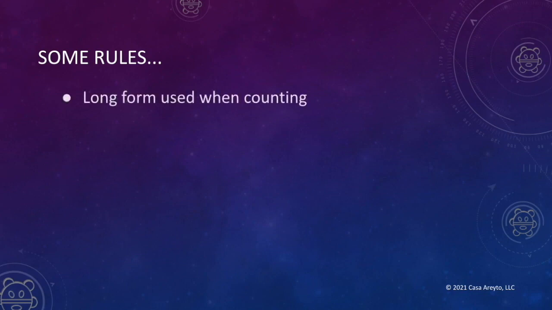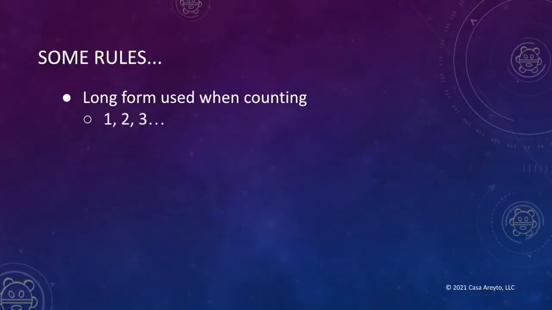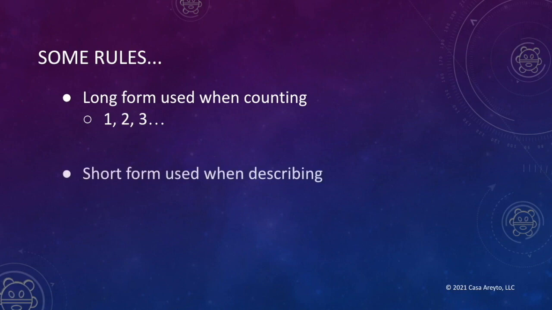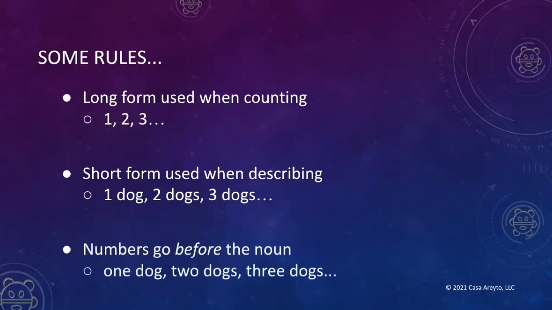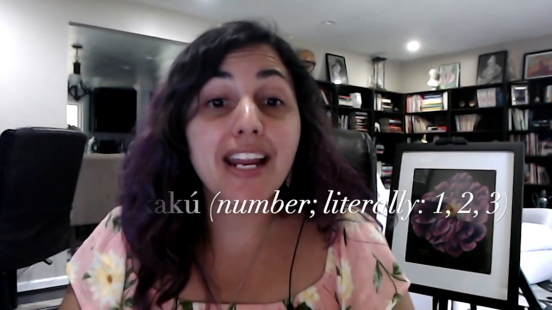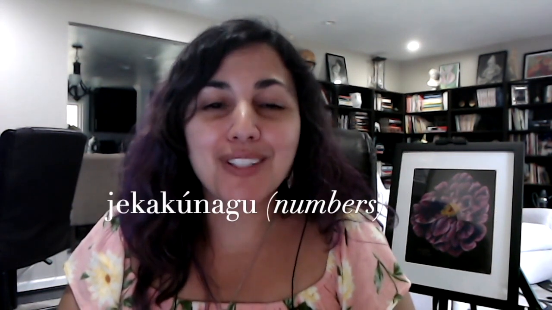So we have a couple of rules before we get started. First, you're going to learn two different forms of the numbers. There is a long form that you use when you're counting, let's say when you're saying 1, 2, 3, 4, etc. There is a short form that you use when you are describing things. That is when the number becomes an adjective. For example, when you say 1 dog, 2 dogs, 3 dogs, etc. So, just like in English, the numbers go before the thing that you are describing, that is, the noun. The word for number in Taino is hekaku, and the word for numbers is hekaku nagu. So today, we're going to learn the hekaku nagu. I'm going to show you the numbers and read off the long form, then the short form or adjective form.